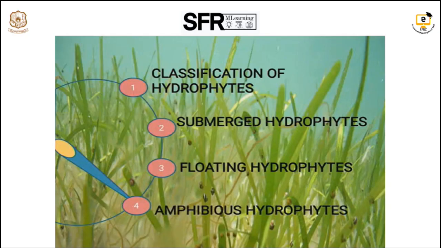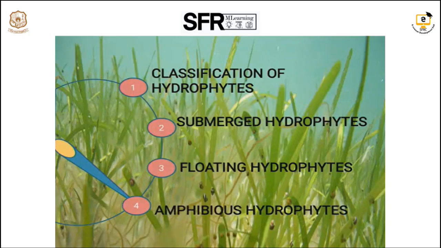Fourth is the presence of air sacs. Many hydrophytes have air sacs or air chambers that help the plant float on the water surface. This is an important note. Some aquatic plants will float slightly submerged in the water.